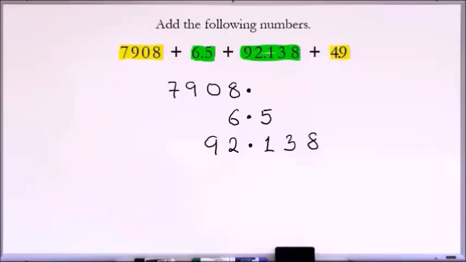And then the last one, which is 49. 49 is the same as 49 point. The point is invisible, and we just need to add it. Let's just make it red. So here we'll have to add the decimal point, and then put the 9 here and the 4 there, and then we can add.